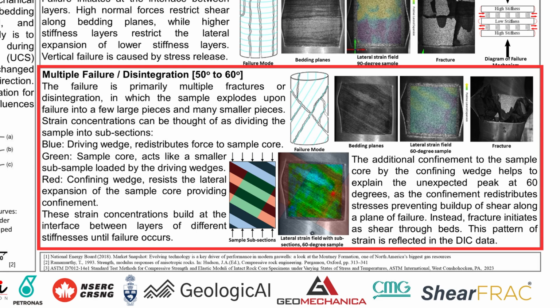This is reflected in the DIC data as a pattern of strain occurring between the confining wedge and the sample core, as well as in the fractures of the failed samples, in which the disintegration is primarily experienced in the confining wedge as a blowout of the sample core, while the driving wedge and the sample core are generally retained as a few large pieces.